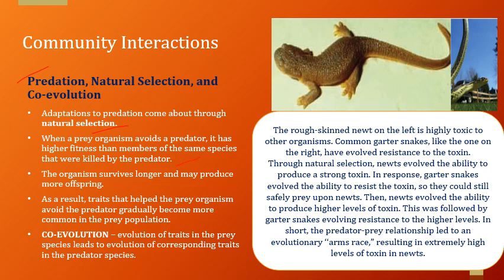So the organism survived longer and may reproduce more offspring. So as a result, traits that helped the prey organisms avoid the predator gradually become more common in the prey population. So, dito na nasusustain yung population nila. Okay? So, kasi wala silang ganitong type of adaptation, maaaring hindi sila makakapag-survive sa ating environment kasi maaari silang makain na lang basta-basta ng mga predators.